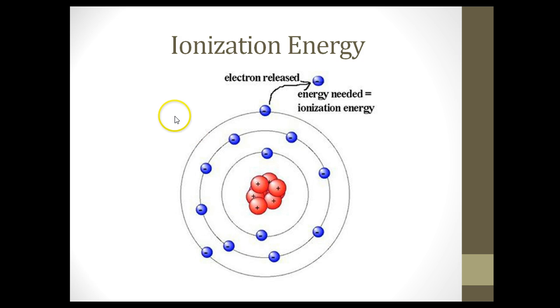Alright, the next topic we want to talk about is ionization energy. Ionization energy is the energy to remove an electron. There's going to be more than one ionization energy. To remove the first electron, it's known as first ionization energy, and that's the trend we're going to look at now. So first ionization energy is the energy required to remove an electron.